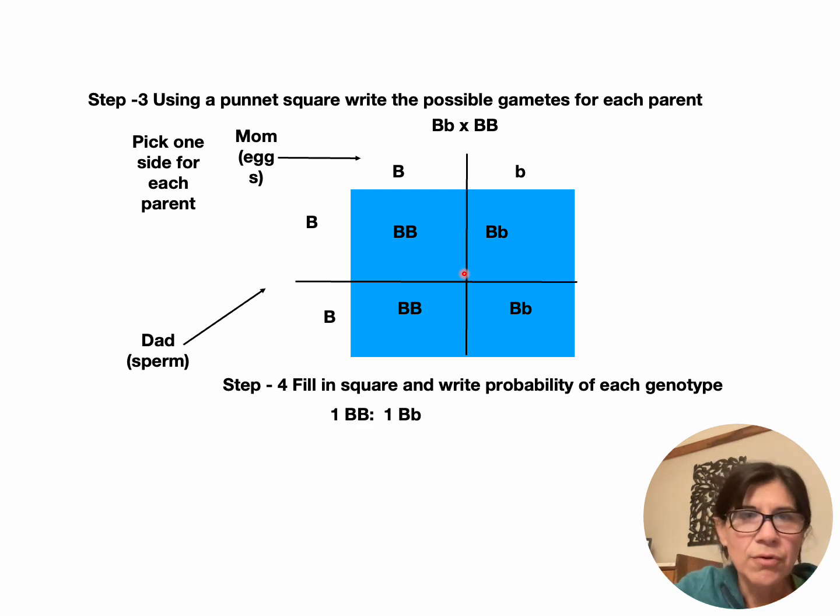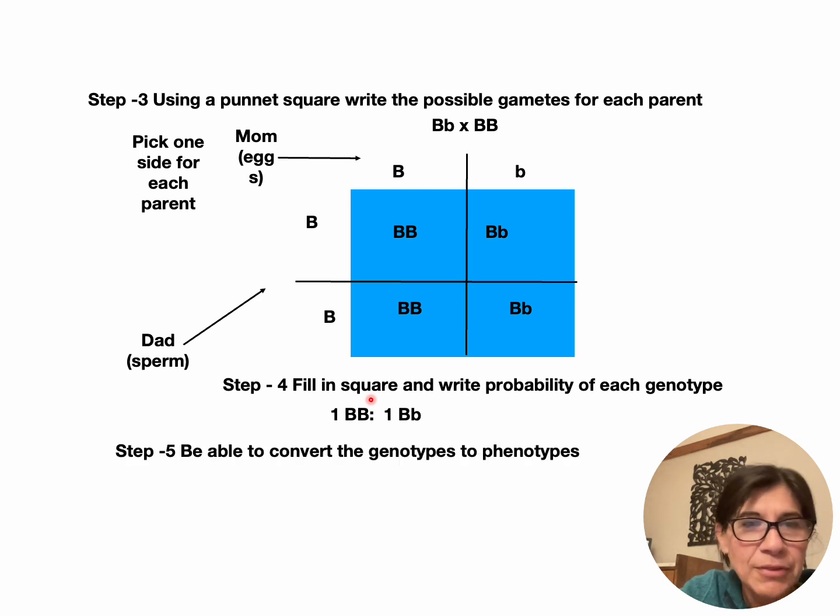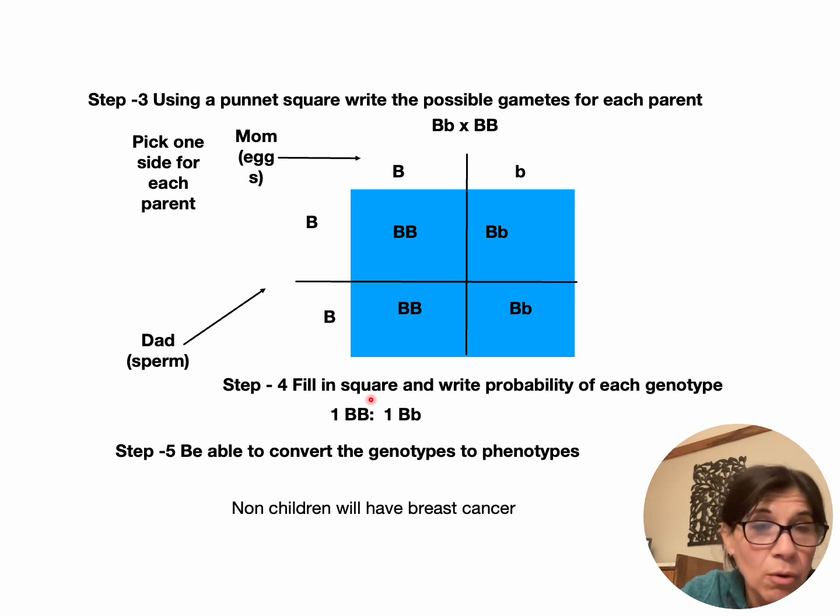All right, so here the genotypic ratio would be 1 to 1. I mean, technically 2 to 2, but 2 to 2 just reduces to 1 to 1, or 50% big B, big B, 50% big B, little b. How about the phenotypic ratio? We have to be able to convert them to phenotypes. No children would have breast cancer. It would be impossible, right?